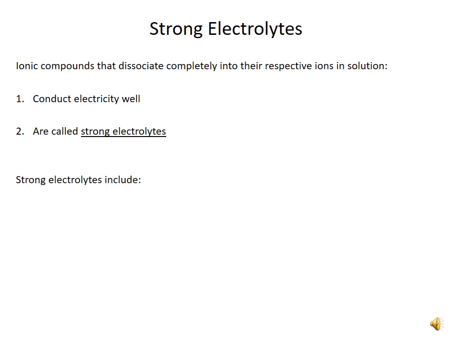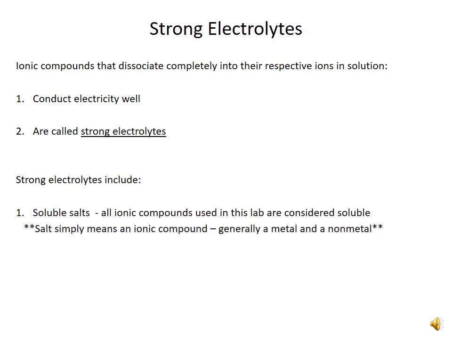So how do you figure out whether a substance is in fact a strong electrolyte? Well, strong electrolytes include three categories. The first is a soluble salt. That term salt just means an ionic compound. Usually we're talking about, as I mentioned before, a metal and a nonmetal. All of the ionic compounds we're using in today's lab are considered soluble. So you don't have to worry about determining if it is a soluble salt.